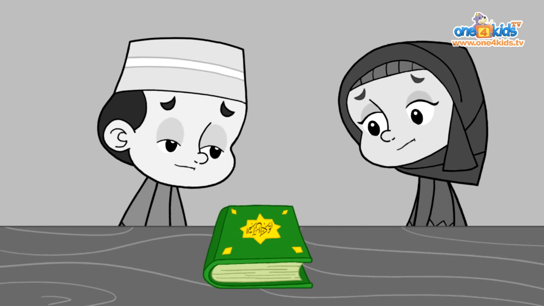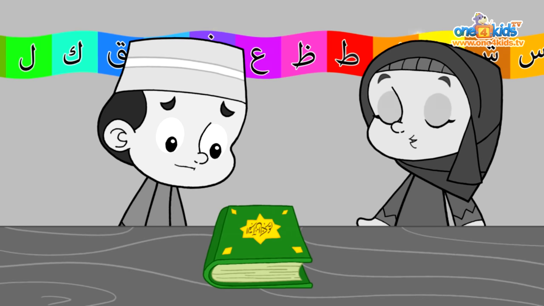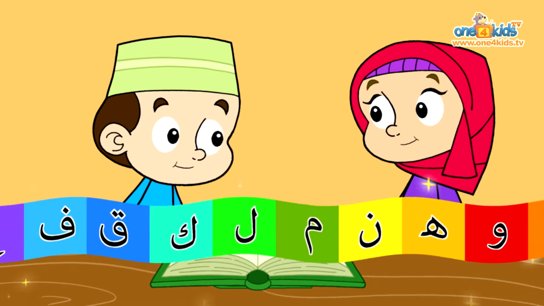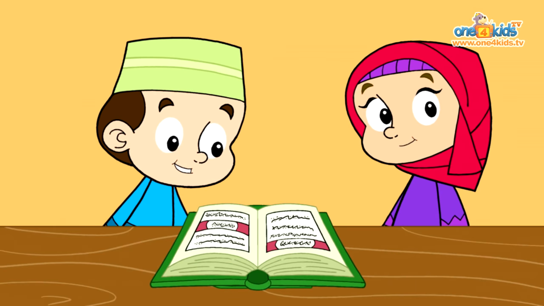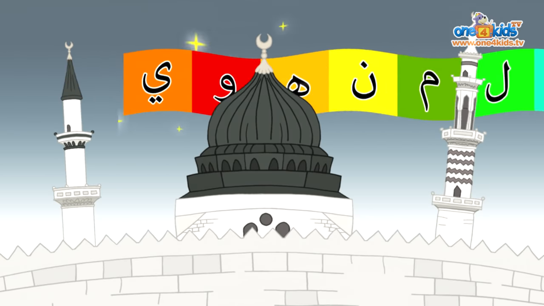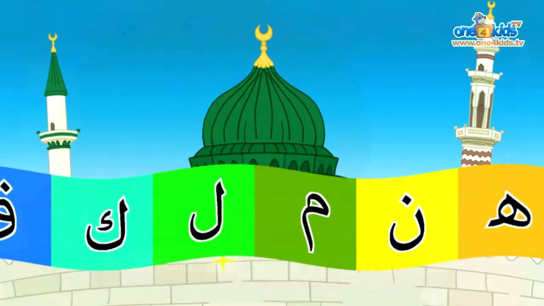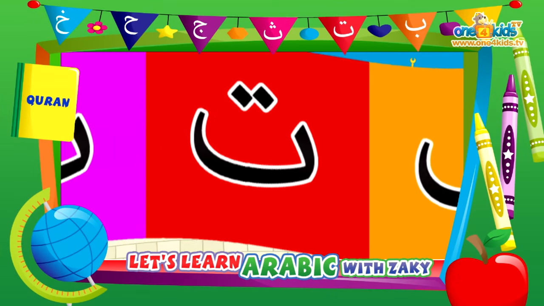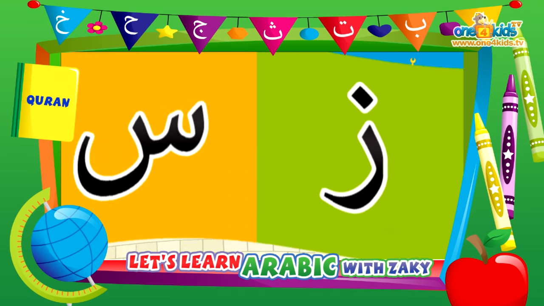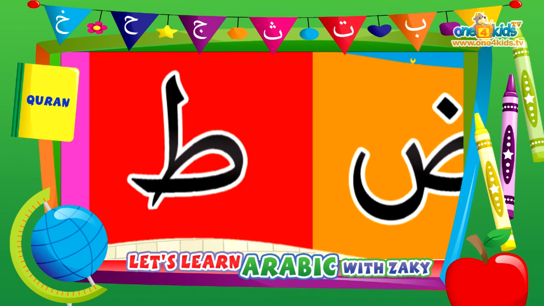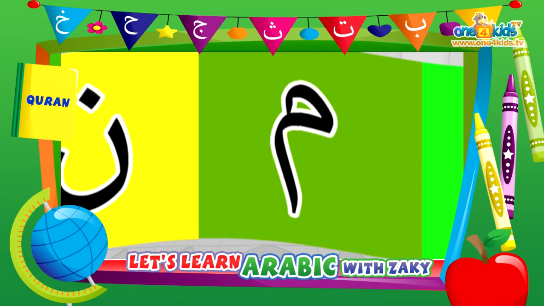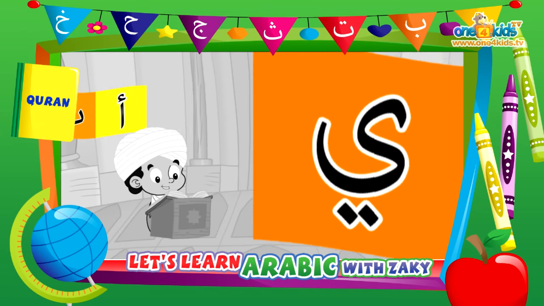We're learning the Arabic alphabet so we can read and learn Al-Quran, the language of our beloved Muhammad, the last prophet sent from Allah. It goes Alif, Ba, Ta, Tha, Jim, Ha, Kha, Dal, Dhal, Ra, Za, Sin, Shin, Sad, Dad, Ta, Dha, Ain, Ghain, Fa, Qaf, Kaf, Lam, Mim, Nun, He, Waw, Ya.